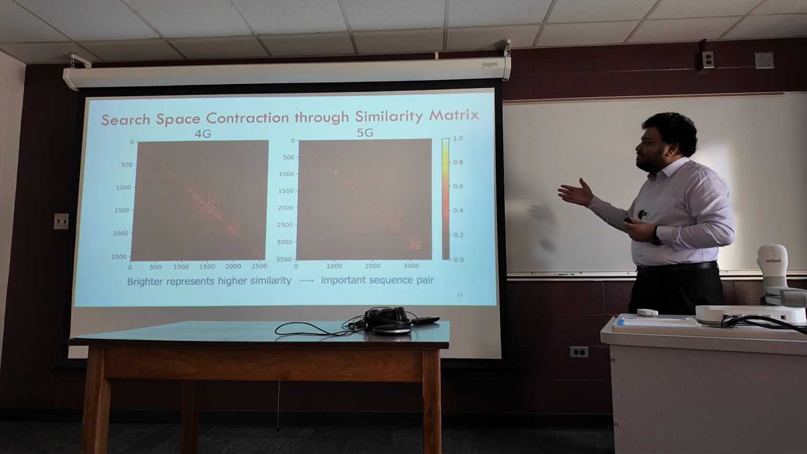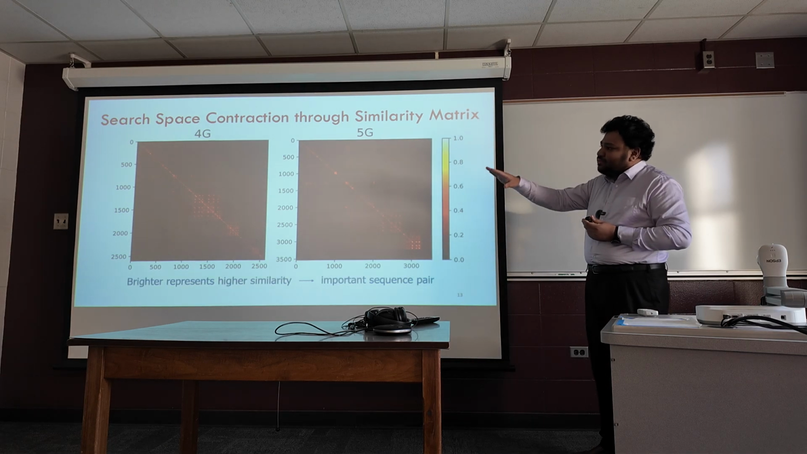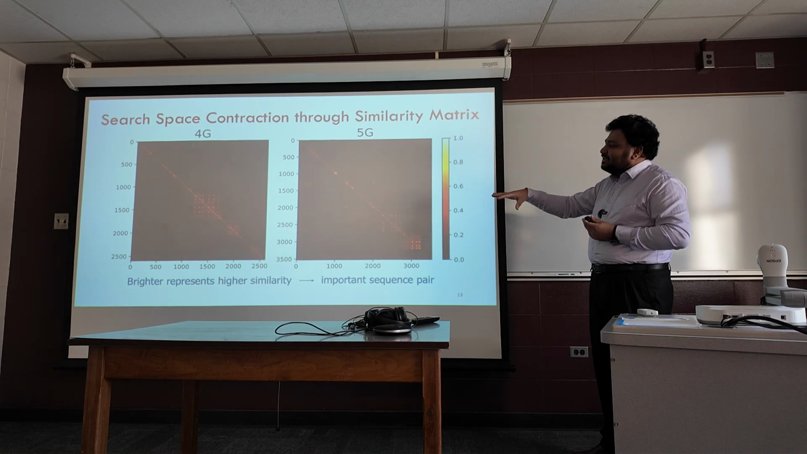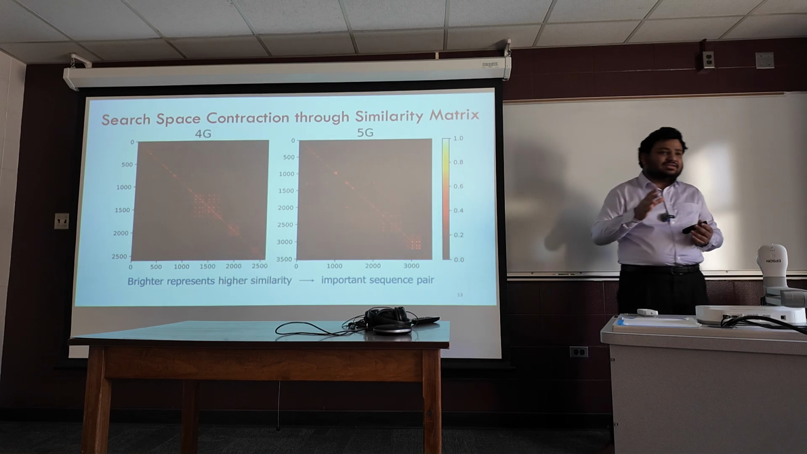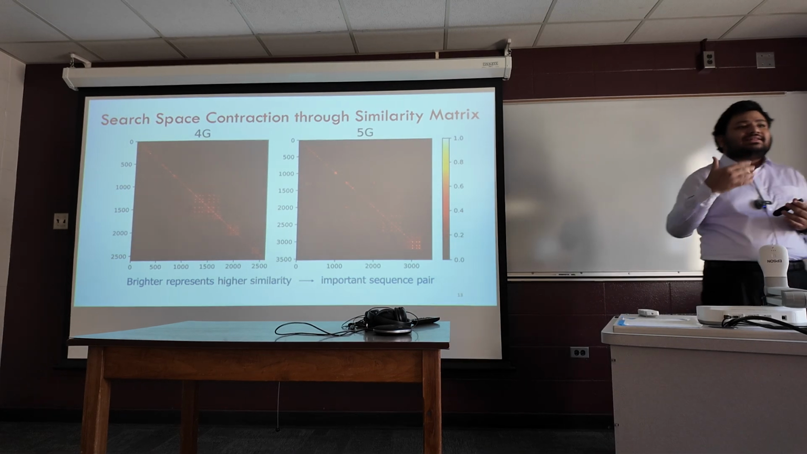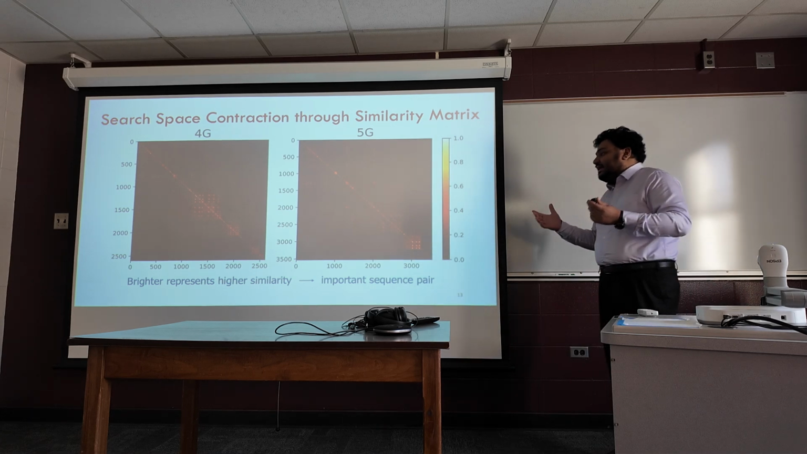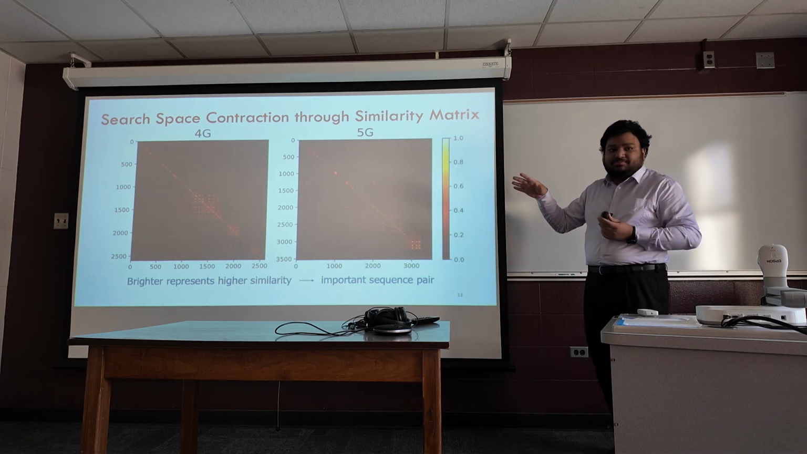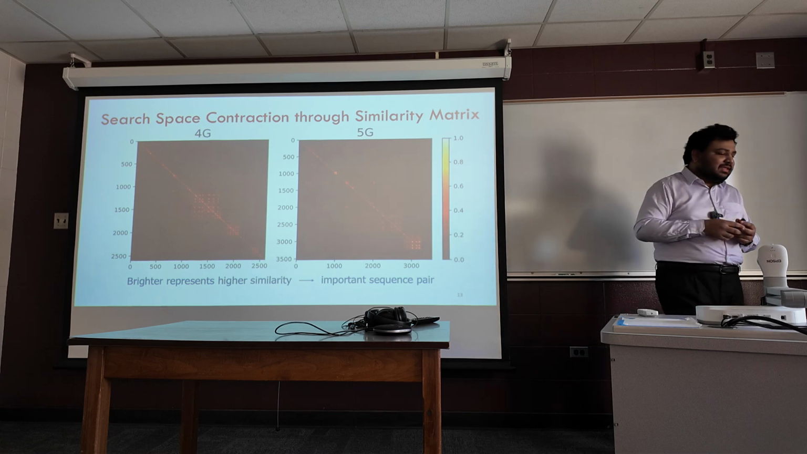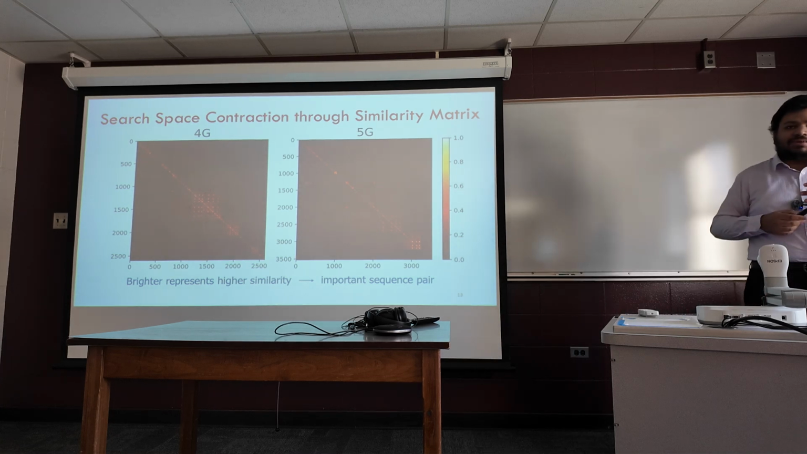So this is the similarity matrix, both in 4G and 5G. You see the dark spots are basically things that are talking about different ideas, so we don't need to compare them or take them to the next step. We only take the brighter spots in this search space, essentially reducing from a million comparisons to 1,000 comparisons.